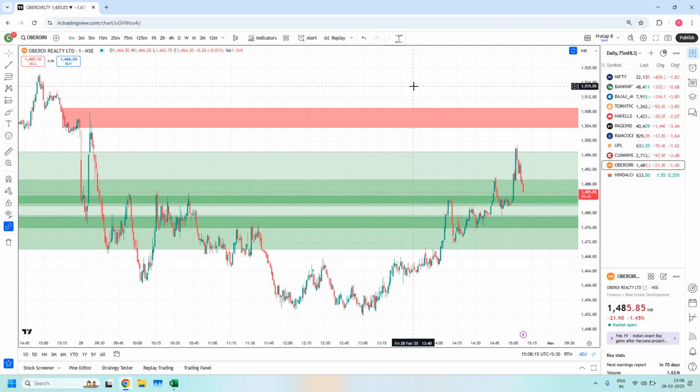So this is about the high liquidity zones. Hope this information will be useful to you.